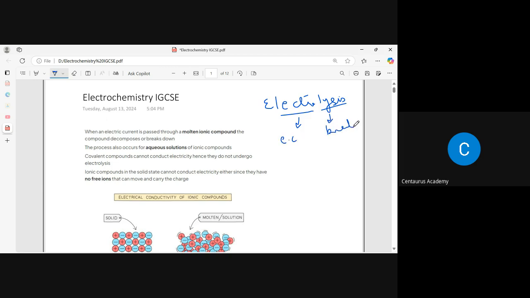So there is breakdown of an ionic compound by the passage of electric current. This process is referred to as electrolysis.